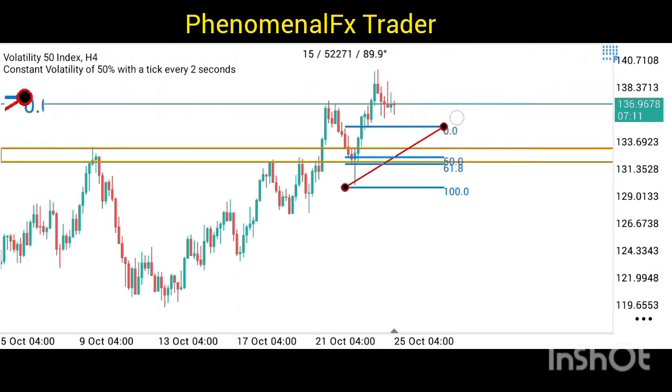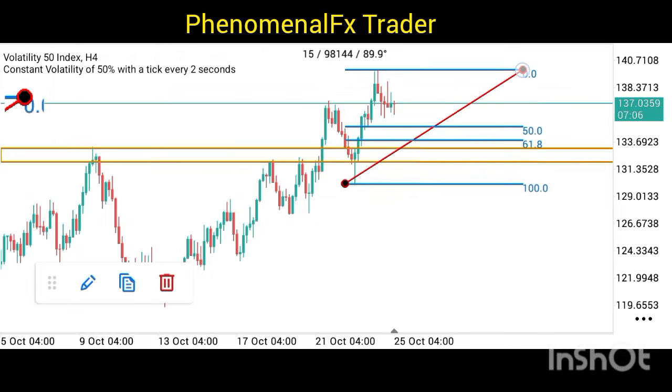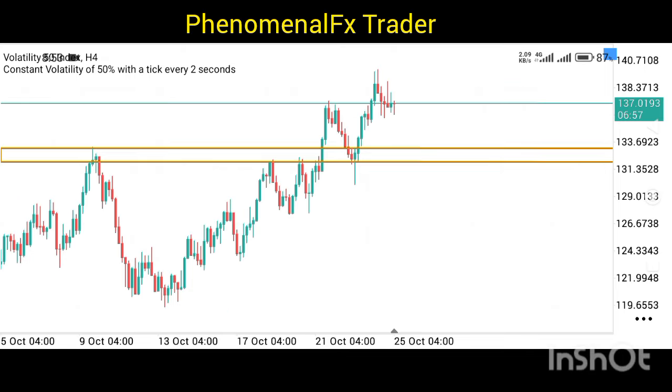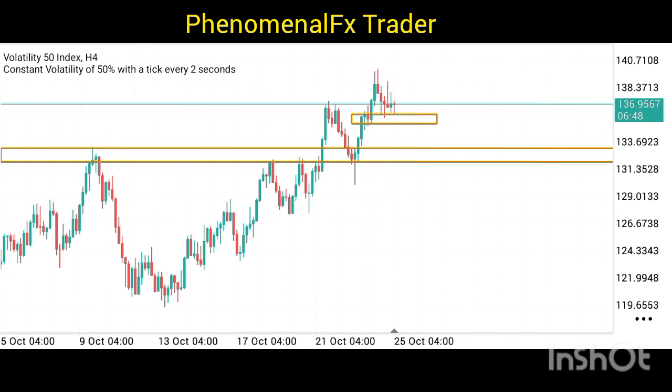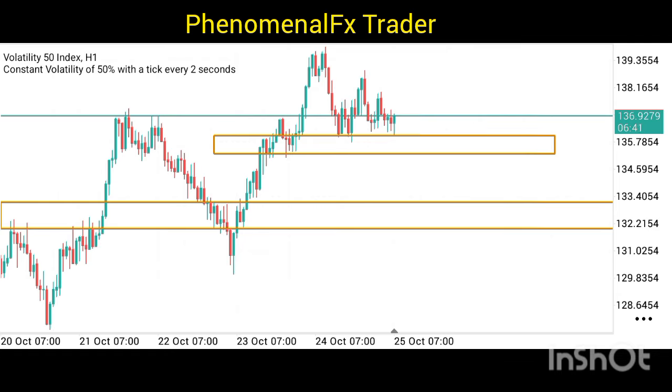Let me just use the fib tool to check if it's at the golden zone. Okay, it's not yet at the golden zone, but given that we're having a series of rejections around this level, it may mean that the market may possibly not come down to where we have the golden zone. So all we have to do is keep waiting, go down to lower time frames, and look for confirmations that the market is going to buy from here. Then you take the buys from here.